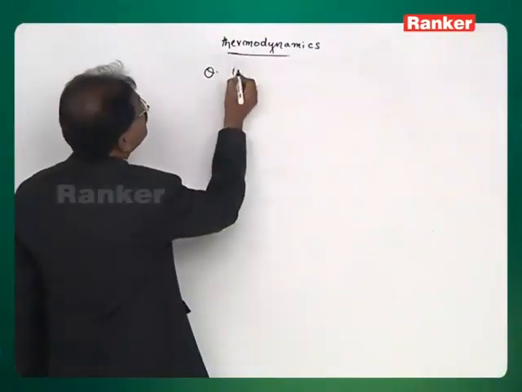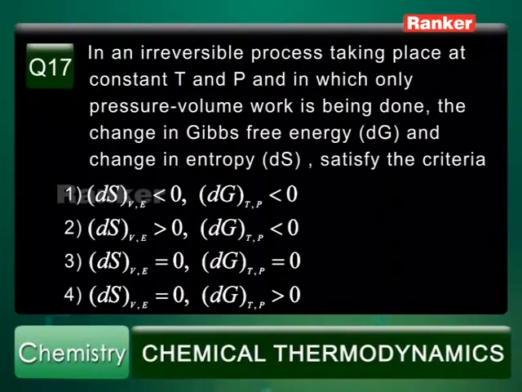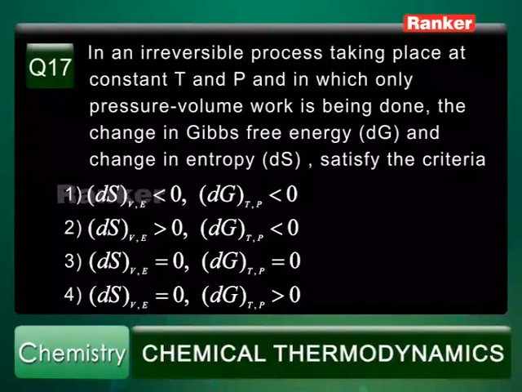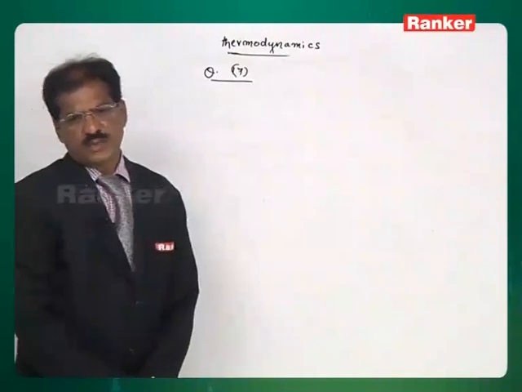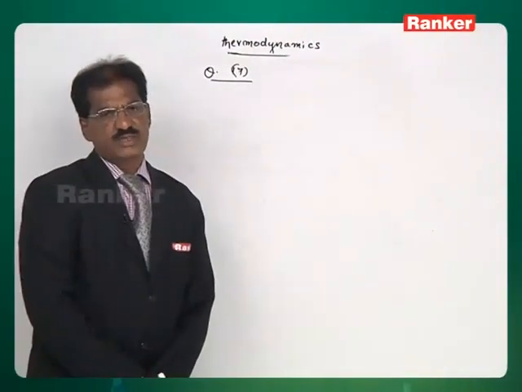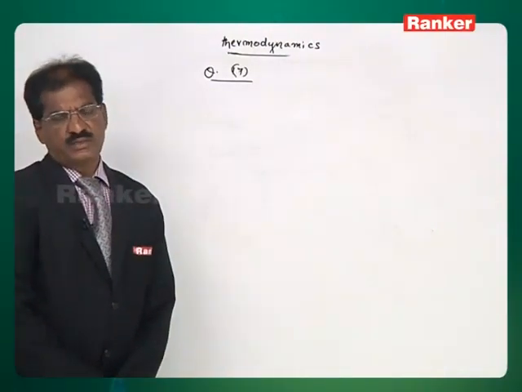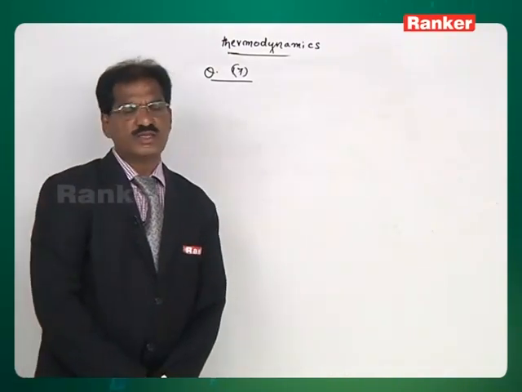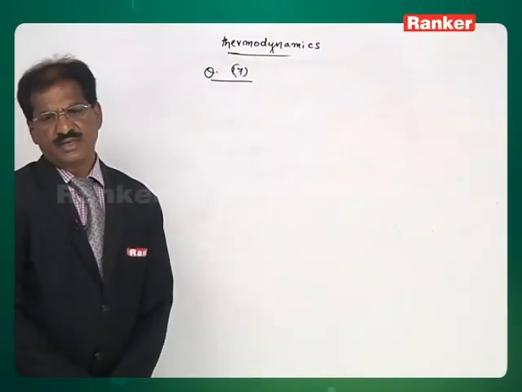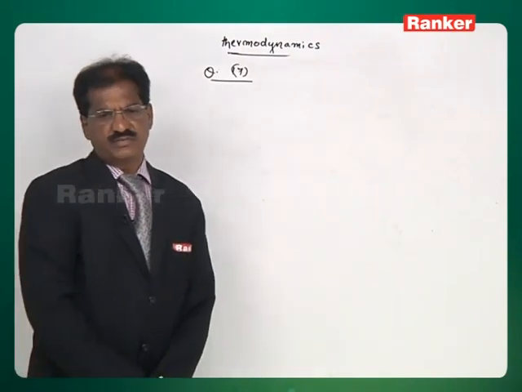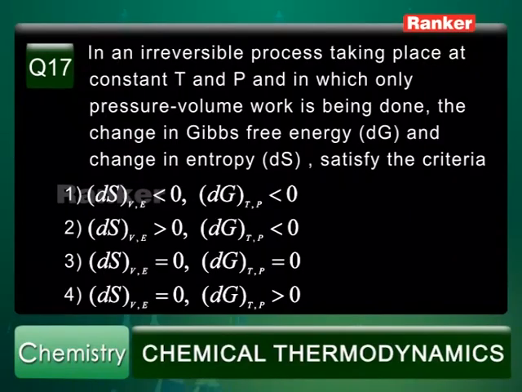Next, question number 17. In an irreversible process taking place at constant temperature and pressure, in which only pressure-volume work is being done, the change in Gibbs free energy and the change in entropy must satisfy the criteria. If the reaction wants to be spontaneous, the free energy change must be less than 0 or negative. Similarly, the entropy change must be more than 0 or positive. By satisfying these two conditions, the entropy change and free energy change are shown in the second option correctly. Hence, answer is 2.